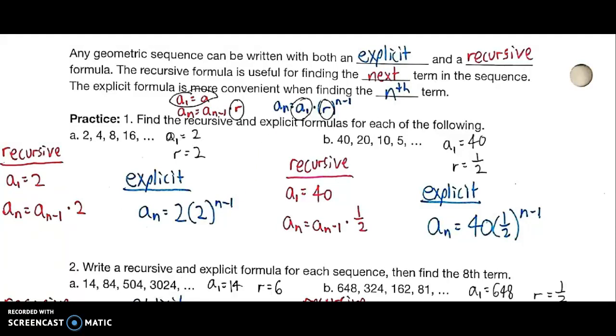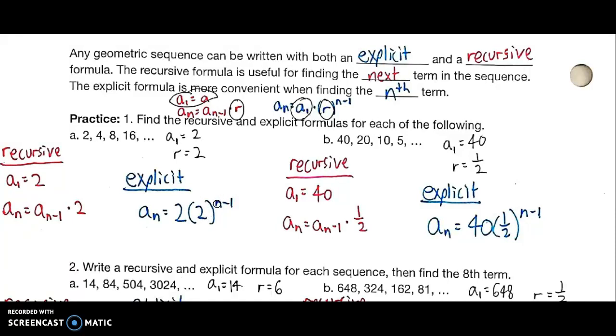With explicit formula, it's the same idea. We're taking those same two pieces, a starting value and a common ratio. Now we just plug them into the same equation. With our explicit formula, it's kind of like your exponential form. We have our starting value first. Our sequence starts with a value of 2. It looks like every time we multiply by 2, so we put that number in parentheses. That's our common ratio that we're going to be raising to a power.